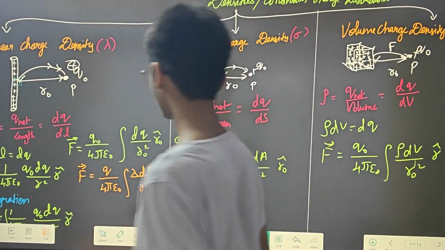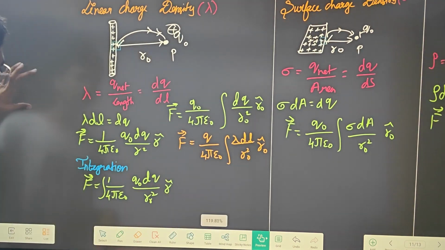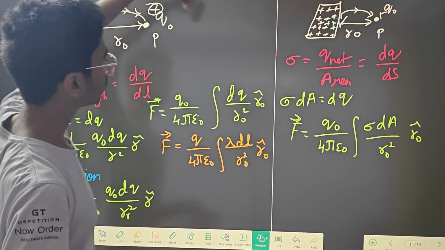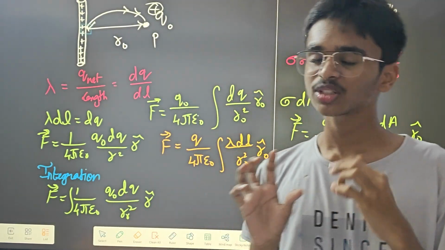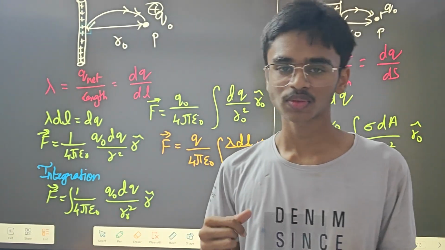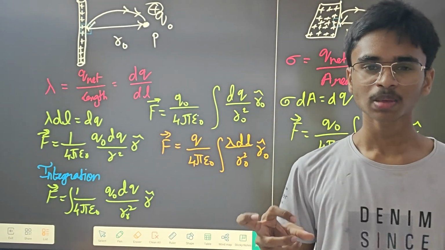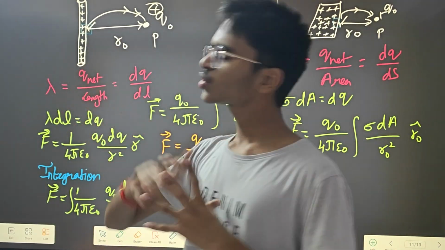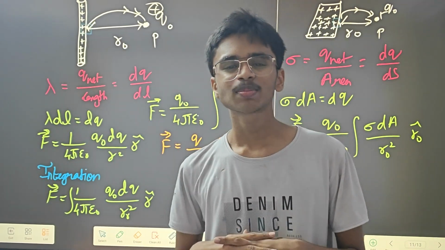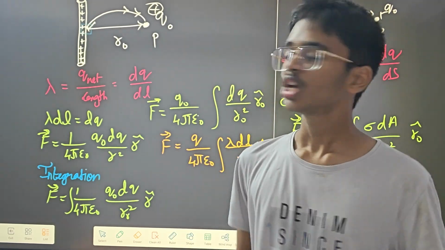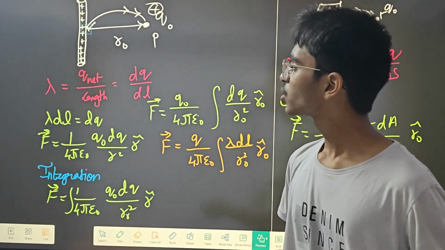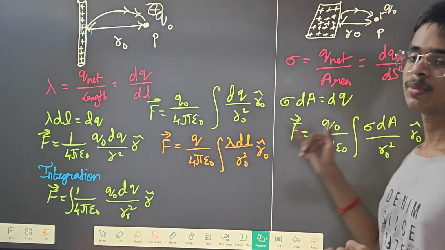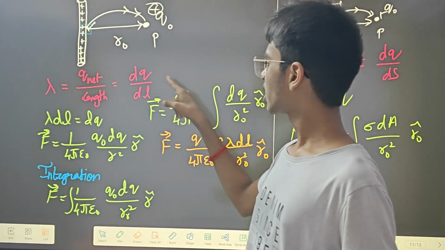So here, first of all, you have to bring a unit positive charge from point P towards that particular object. Here it is actually a wire. Density has to be divided by its particular dimension. Here length is the dimension, so charge by length. For surface it will be charge by area, and for volumetric, it will be charge by volume.